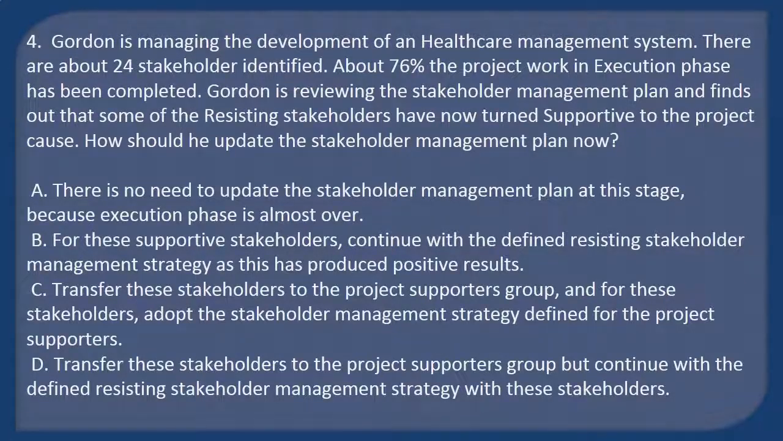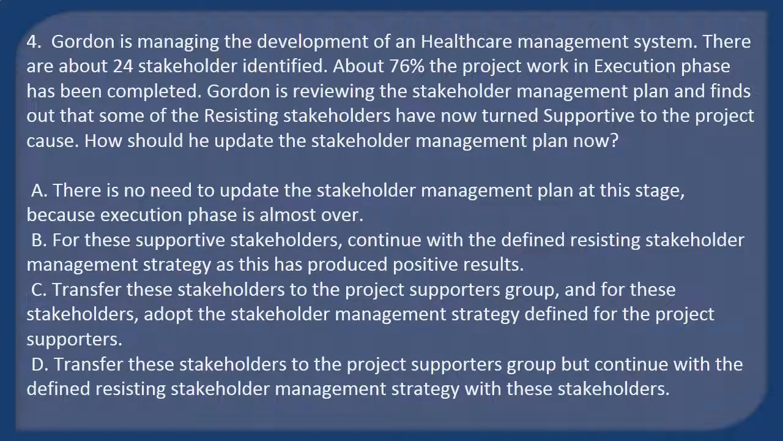Question 4. Gordon is managing the development of a healthcare management system. There are about 24 stakeholders identified. About 76% of the project work in the execution phase has been completed. Gordon is reviewing the stakeholder management plan and finds out that some of the resisting stakeholders have now turned supportive to the project cause. How should he update the stakeholder management plan now?